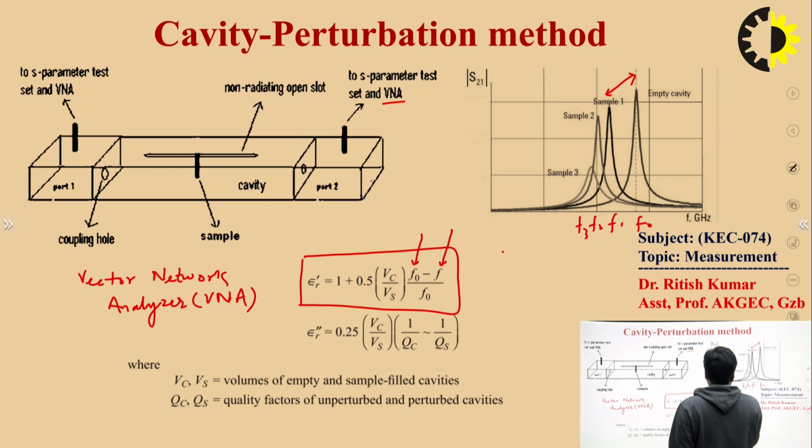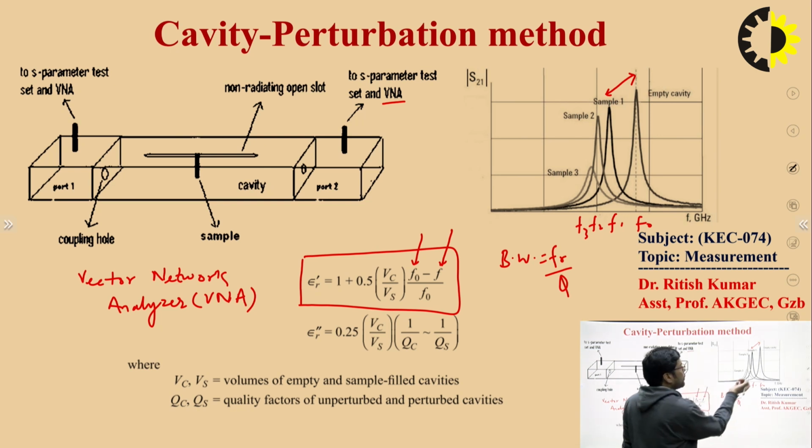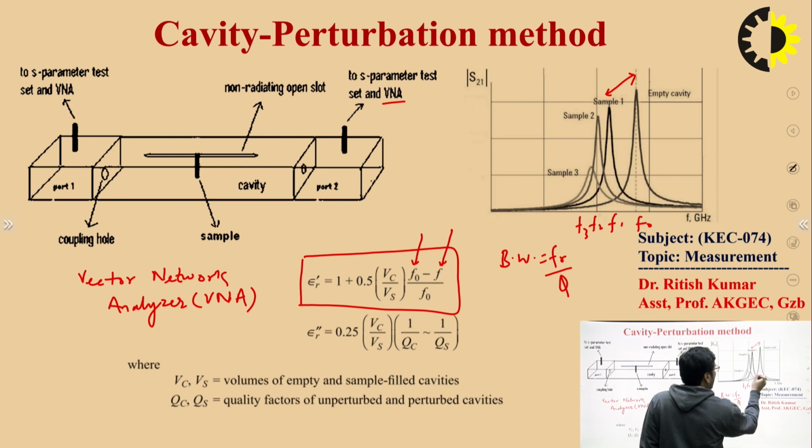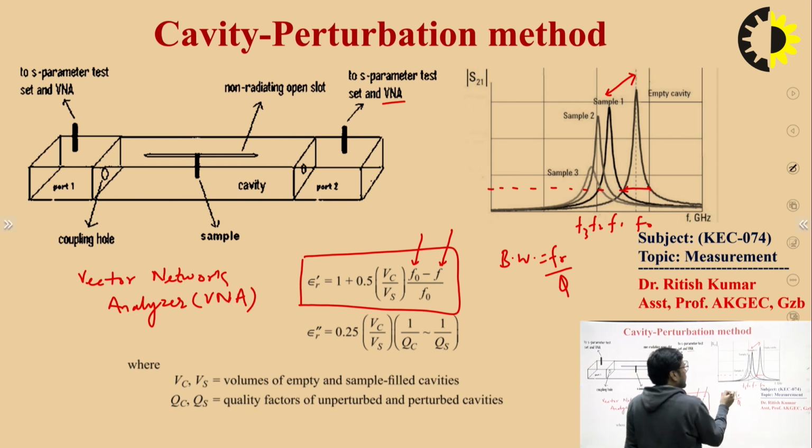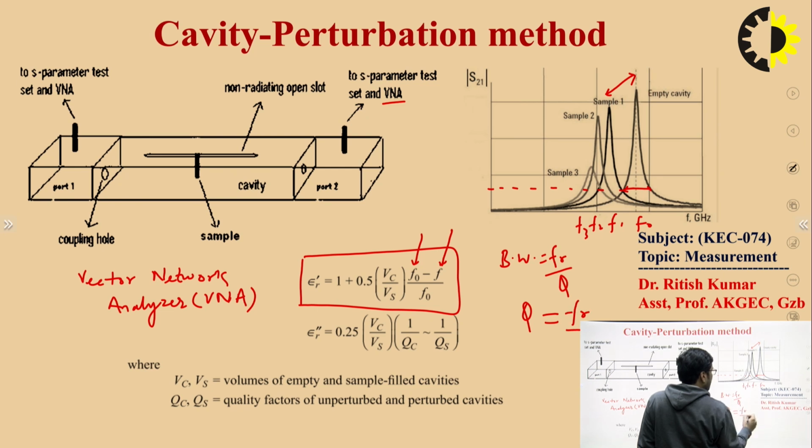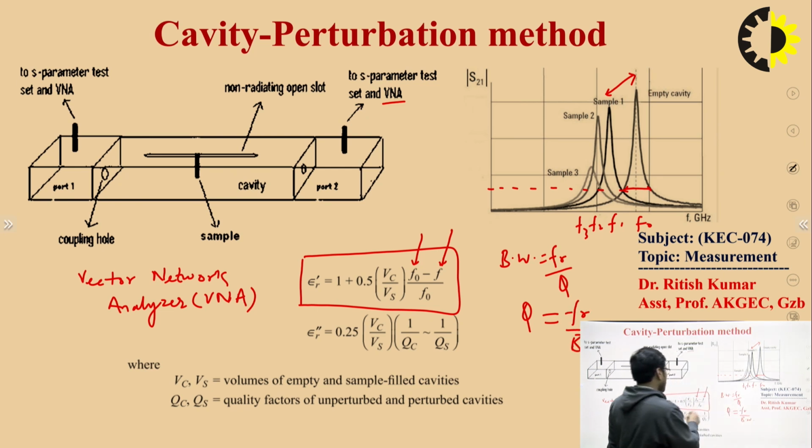Quality factor: bandwidth is equal to FR upon Q. How can you get the quality factor? You can know the bandwidth of this resonating frequency as well. Suppose this is the bandwidth, you can consider the bandwidth points of this resonating frequency, and you know the resonating frequency as well. So you can get the quality factor with the help of this formula. Put the Q in this formula here, and with the help of this formula you can get the real value and imaginary value of the relative permittivity.